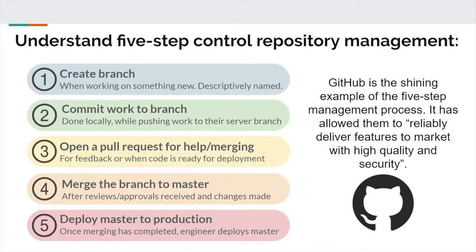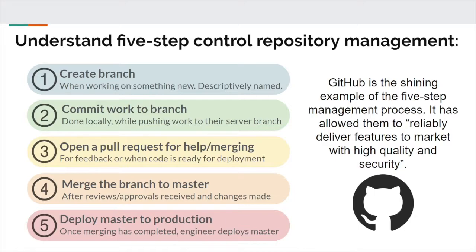One of the ways to do this is to understand the 5-step control repository management system. The 5 steps are to first create a branch, and this is done when you begin working on something new and it's descriptively named. The second step is to commit work to the branch, and this is done locally while the work is pushed to the server branch.